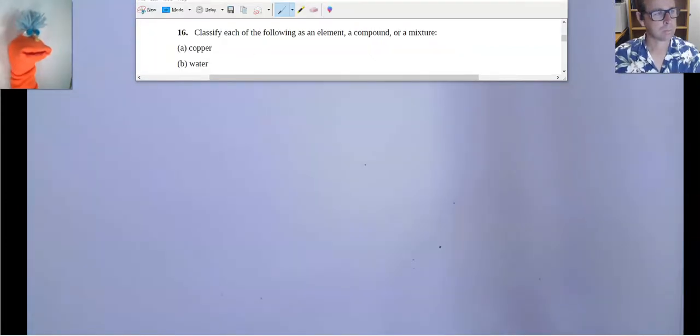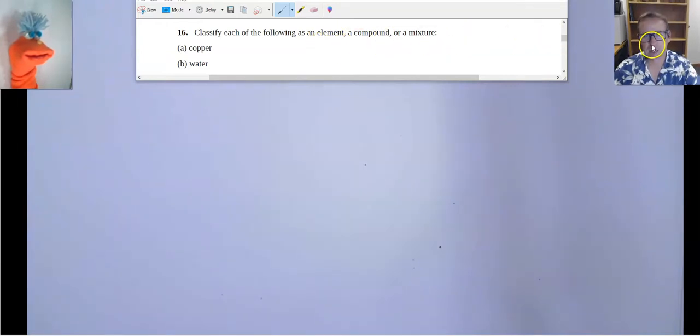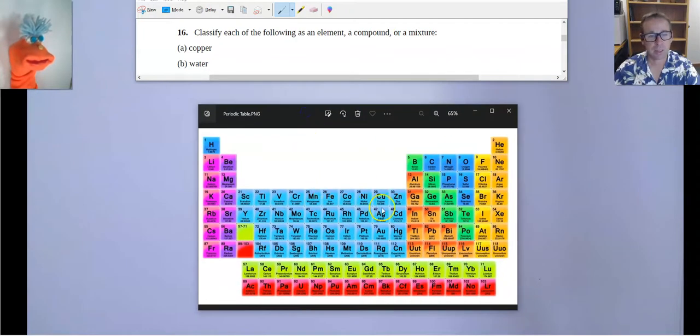Okay, so now we're going to classify each of these as either an element, compound, or mixture. Okay? What do you think? Copper, is that an element, compound, or mixture? I think it's an element, but how do I know for sure? Well, if it's an element, we're going to be able to find it on our periodic table, right? And there it is. Number 29 is an element.